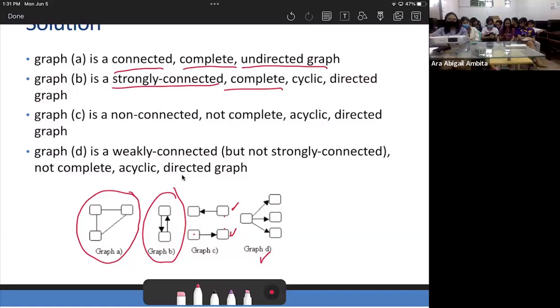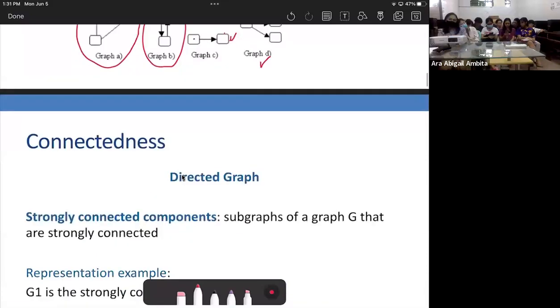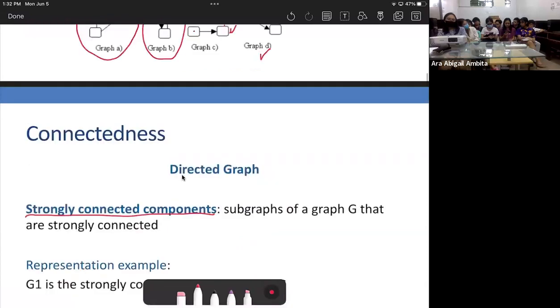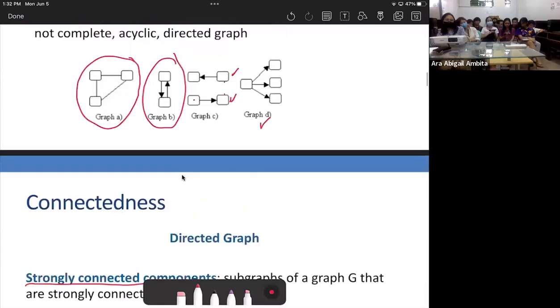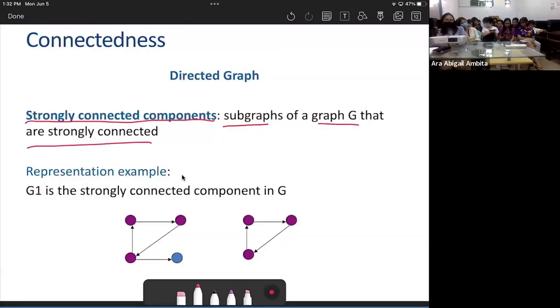In a directed graph, strongly connected. The subgraphs of a graph G that are strongly connected. So, for example, starting from any vertex, strongly connected na components. Do you still follow?